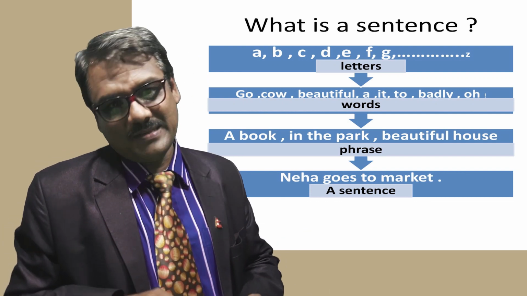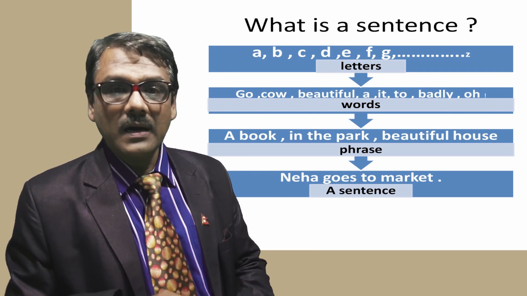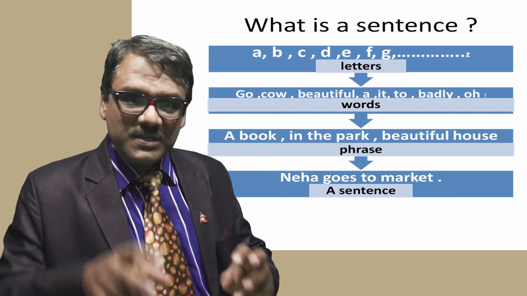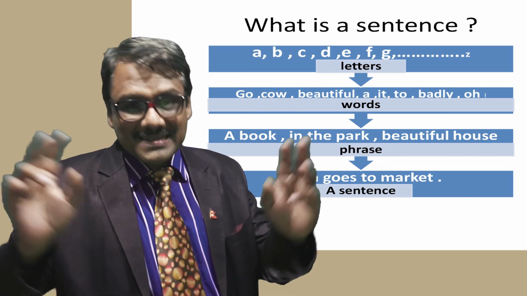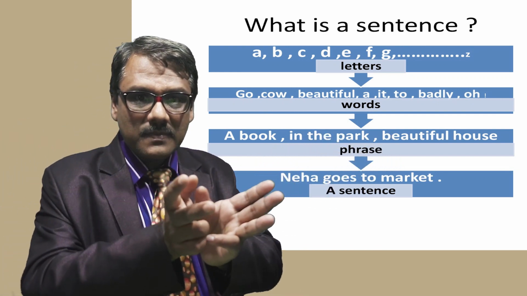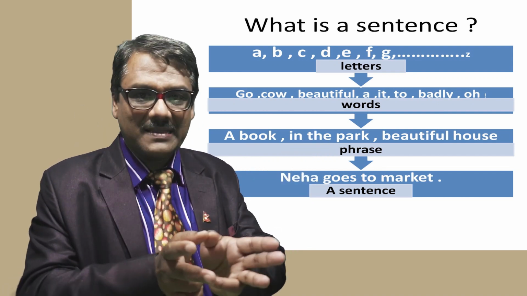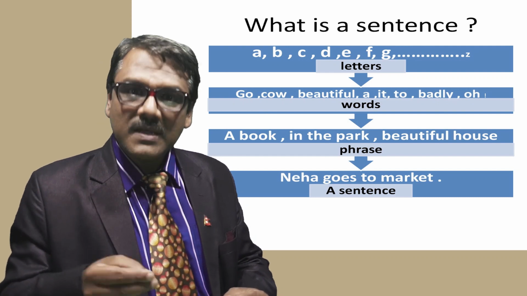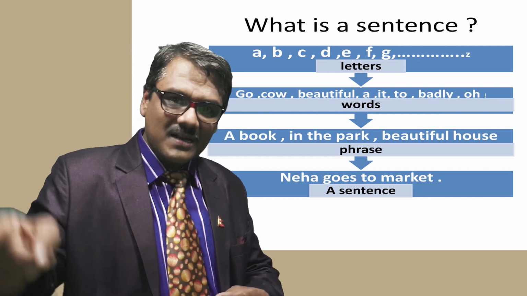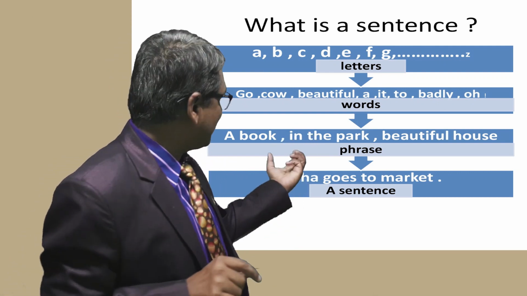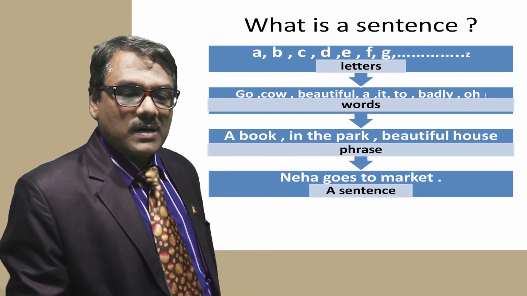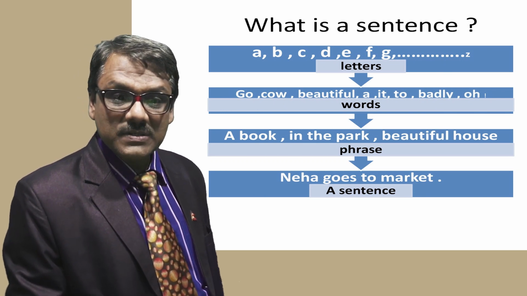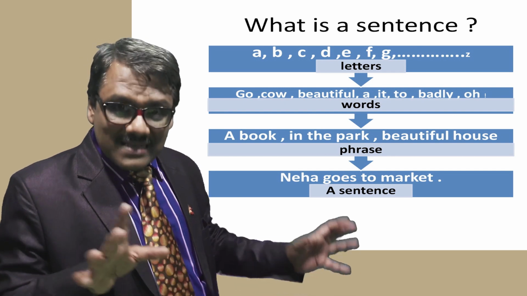How are the words formed? How did we form the words? We formed these words using the letters. Letters are grouped into words. They are put together to give meaning. Words are also the meaningful unit. First, letters are grouped into words. In the second row, you can read there: go, cow, beautiful, eat, chew, badly. These are the words.